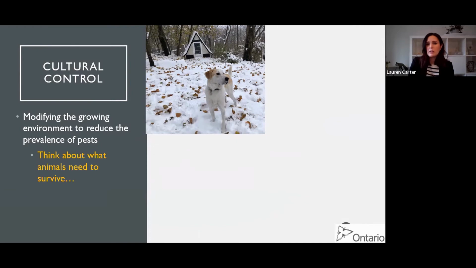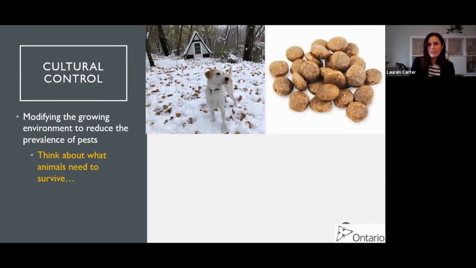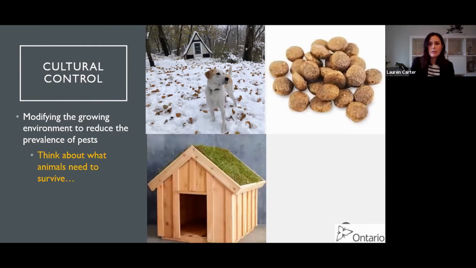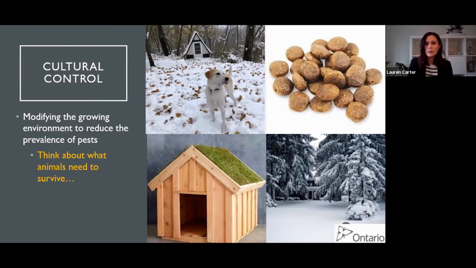So think about what animals need to survive. This is my guard dog as a puppy. What does he need? Well, he needs food, lots of it. He needs shelter from the storm, and he needs the right environment. He's partly Great Pyrenees, so he likes the snow and whatever. If we think about that for both our pests and our natural enemies, we want to modify the environment in a good way for our natural enemies if possible, and make the environment less good for our pests.